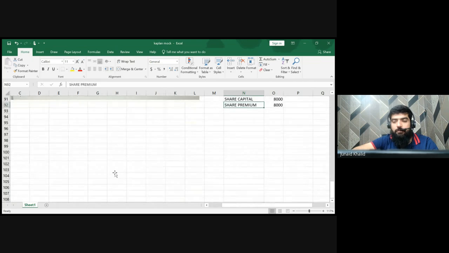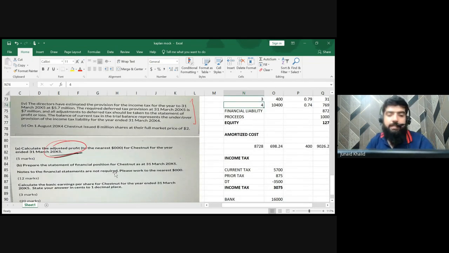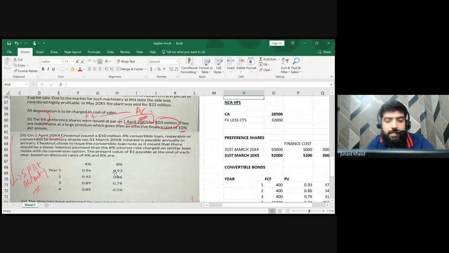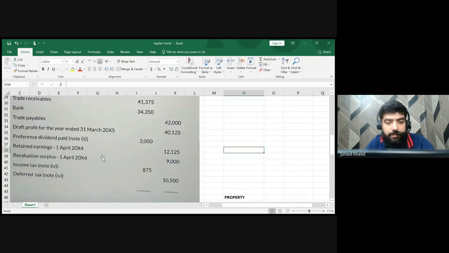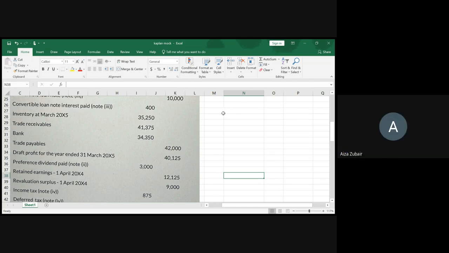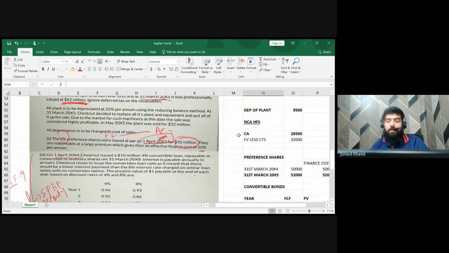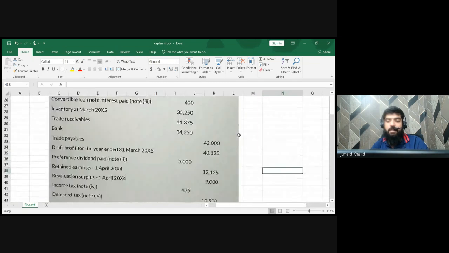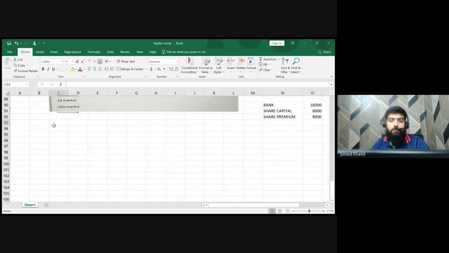And now what we have to do, we just need to follow the requirements. Let's see the first requirement, that is we need to calculate the adjusted profit. So the draft profit which is given here is the amount of the draft profit is 40,125. So here we go, the draft profit for the year ended 31st March 2005.